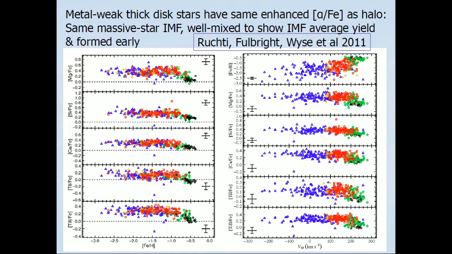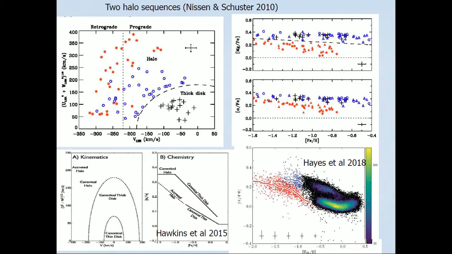This is old data, elemental abundances. I say we thought the halo and the thick disk showed enhanced alpha. Nissen and Schuster got better data, so there are two sequences. This is a cartoon from Hawkins, 2015. Canonical halo, accreted halo. Notice, here's a puzzle. Why is it coincidental that the accreted halo, which has very hot kinematics and elemental abundance, it's remarkable, goes straight onto the thin disk in a lot of the elements? That really is a puzzle, what's going on there.